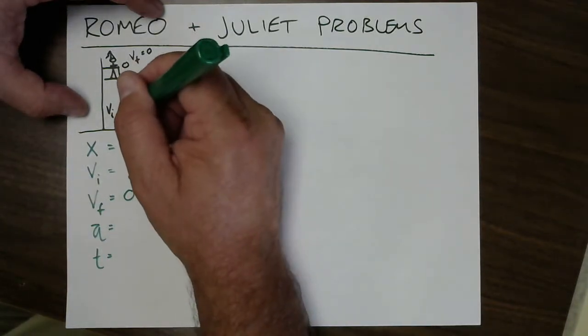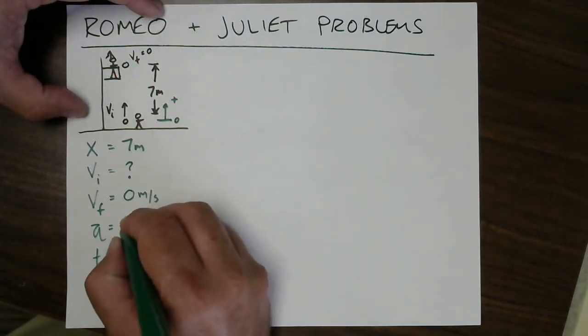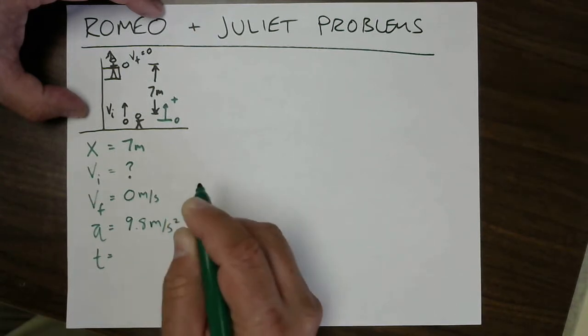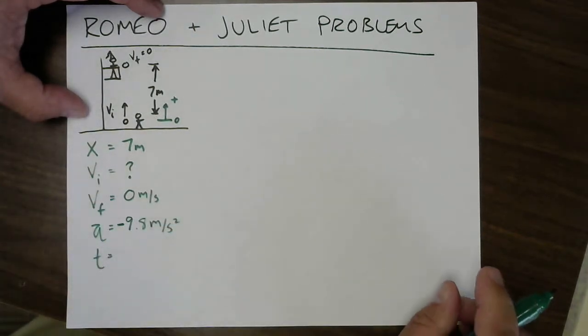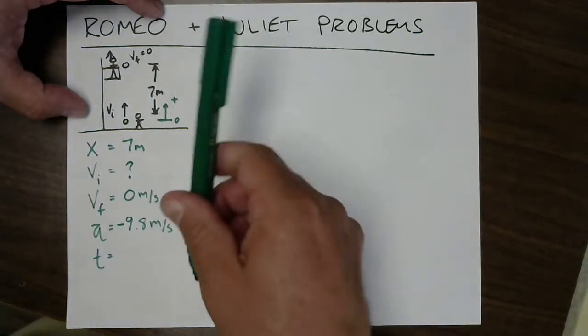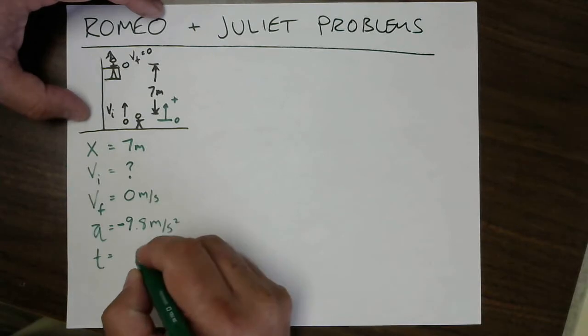Now, acceleration doesn't seem to be on this picture anywhere, but we have to think about the situation. He throws the rock, it rises into the air, and it slows. Why does it slow? Because of gravity. So the acceleration is going to be the acceleration due to gravity. But in this case, it needs to be a negative 9.8 meters per second squared. Negative because gravity always pulls downwards, and I've chosen upwards to be positive.